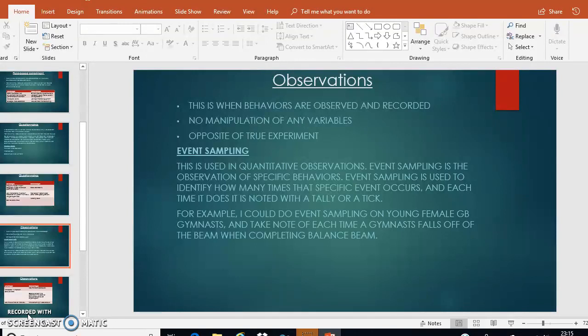So, for example, I could do event sampling on young female Great British gymnasts and take note of each time a gymnast falls off of the beam when completing balance beam. And this then gives me numerical data on this situation.